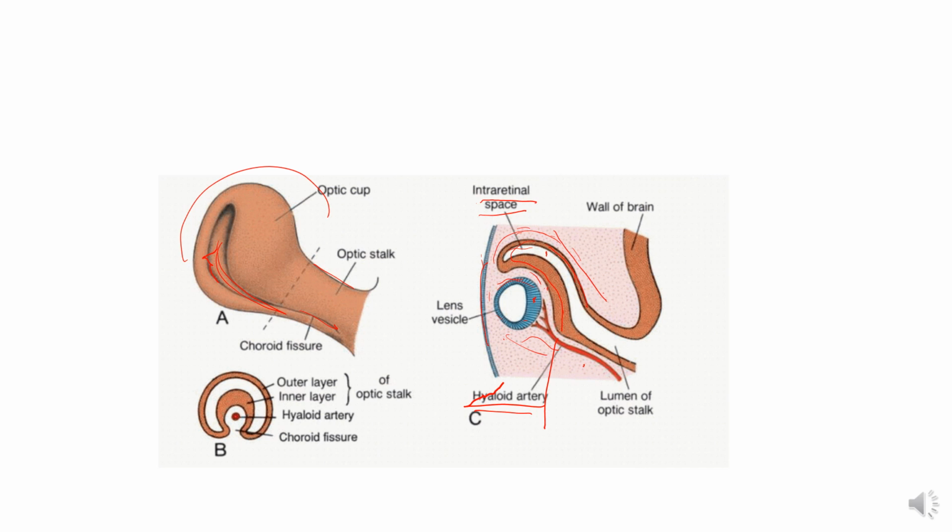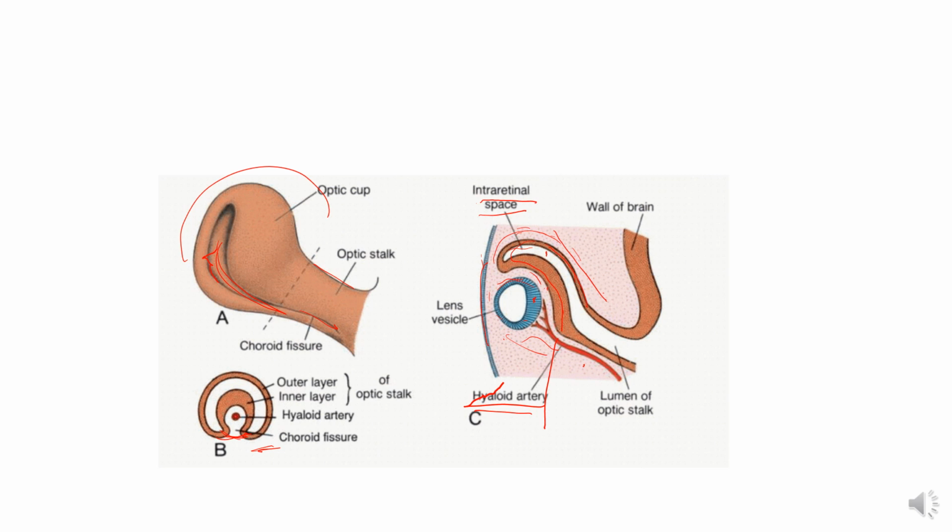During the seventh week, the edges of the optic fissure fuse with each other. Now at the seventh week, the edges of the choroid fissure start fusing with each other. As a result, the mouth of the optic cup becomes a round opening that will become the pupil of the eye in later development. So this is how the pupil is formed.